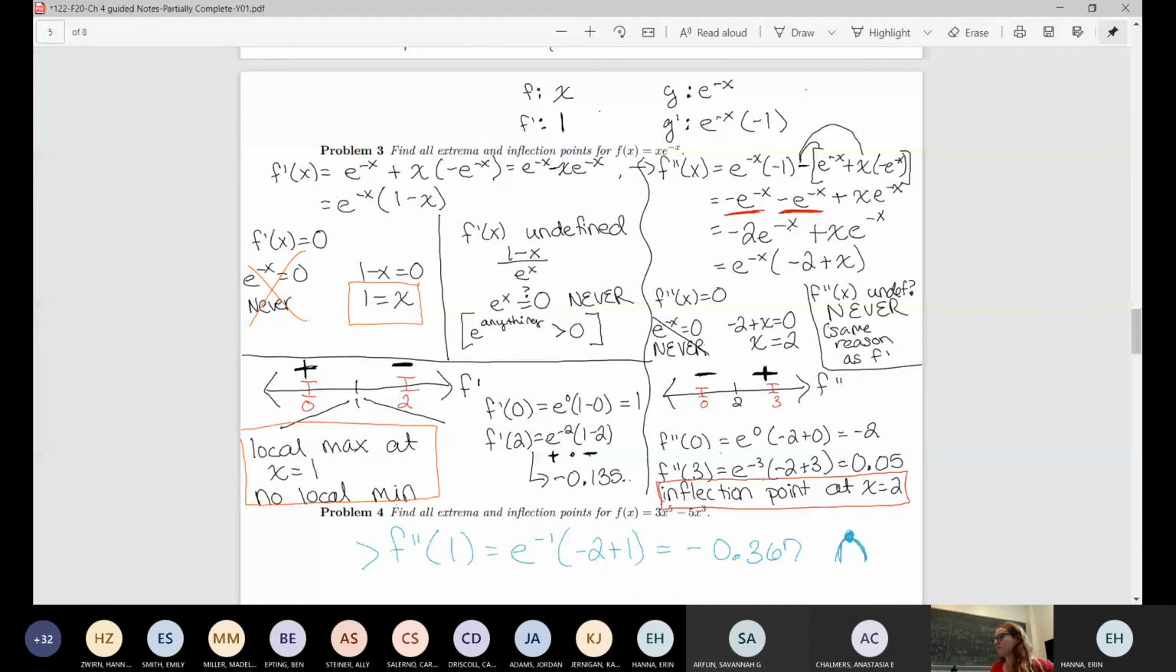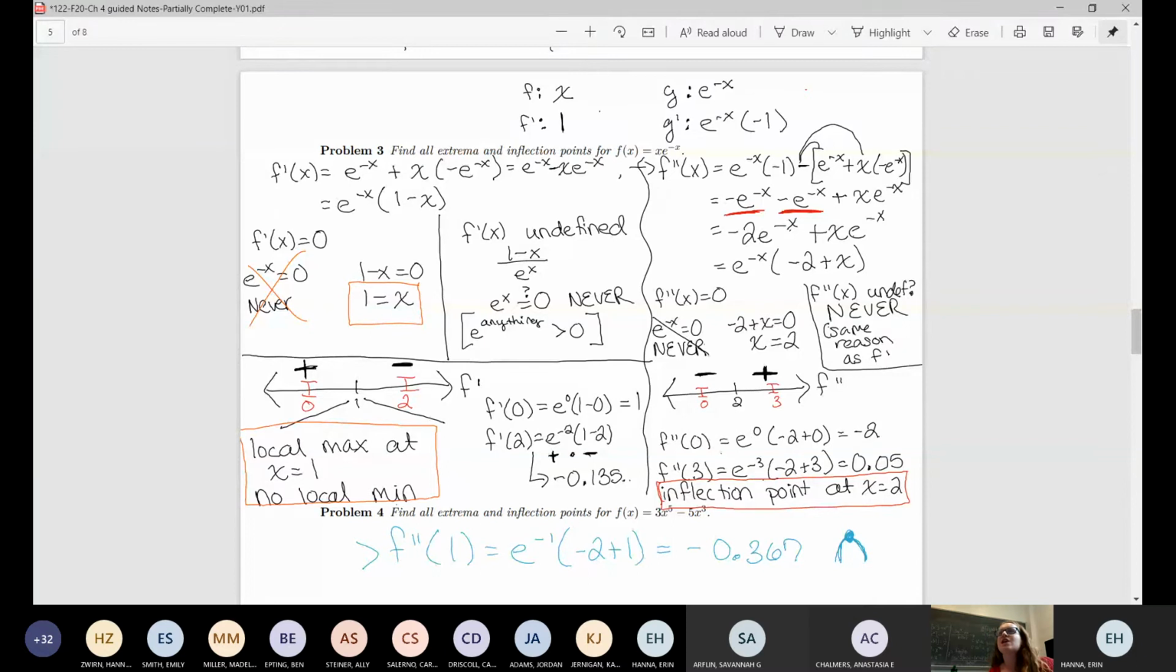Could you have found the inflection points from the first derivative? That's a good question. I've actually never gotten that question before. No. So for inflection points, you need the second derivative. Inflection points are where the function changes concavity.